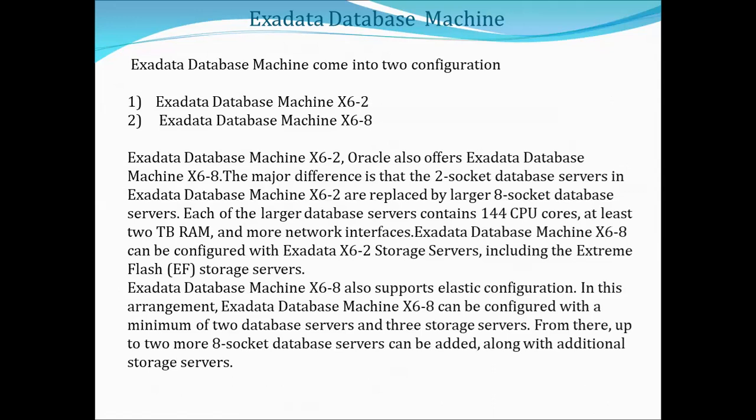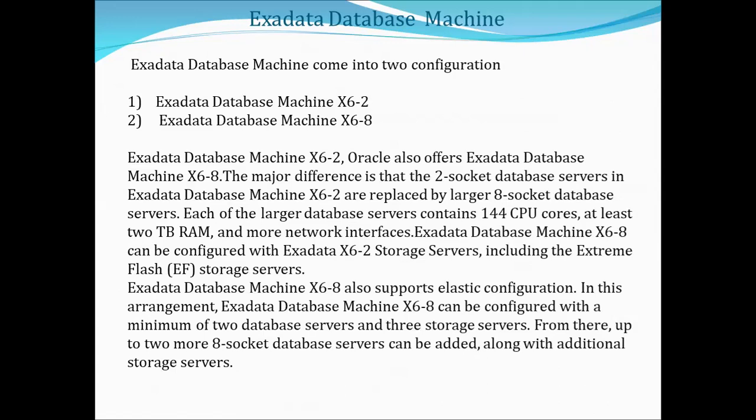Now we will learn about the database machine in detail. Exadata Database Machine comes in two configurations. One is Exadata machine X6-2, or X6-8. Along with Exadata machine X6-2, Oracle also offers Exadata machine X8. The major difference is that the two-socket database servers in the X6-2 machine are replaced by larger eight-socket database servers.